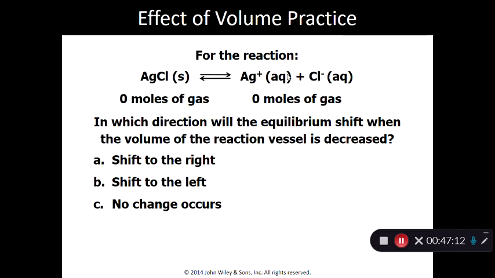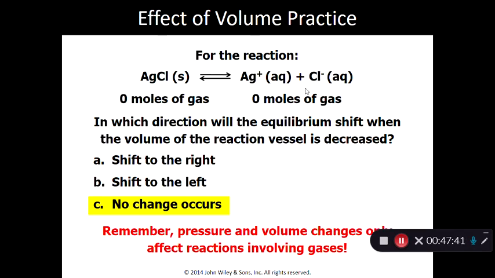For this example, if volume decreases, no moles of gas on the left, no moles of gas on the right, no gas means nothing, no change for that one. Volume is going to change only when we have the gases. So you should select this option, no change for this reaction.